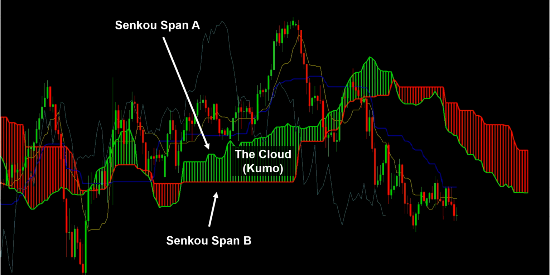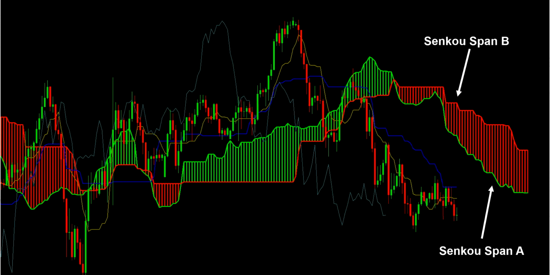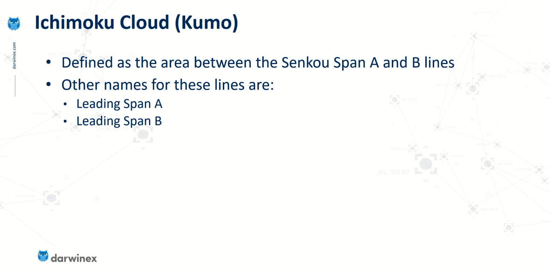But Span A is not always above Span B, and when A goes below B, the colour of the cloud is often changed in order to help indicate that. Now, when A is above B, this is termed a bullish Kumo, and when A is below B, it's called a bearish Kumo.